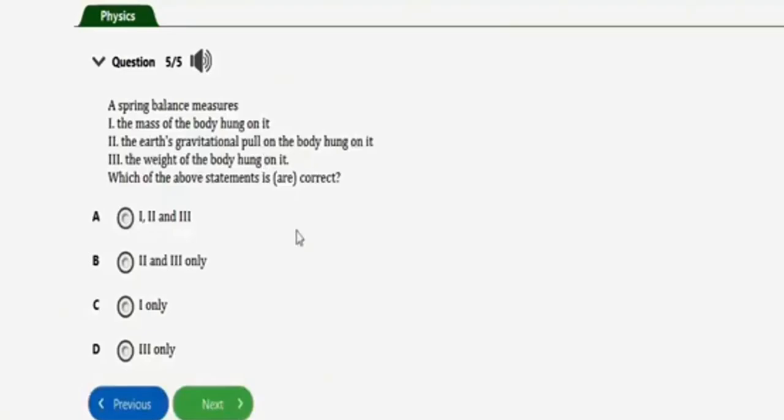So the last question I have here is a spring balance measures what? I think we have answered this question. Alright, so the correct option will be option B, II and III. A spring balance can be used to measure the Earth's gravitational pull on a body hung on it, and also the weight of a body hung on it. So that's it for this video.